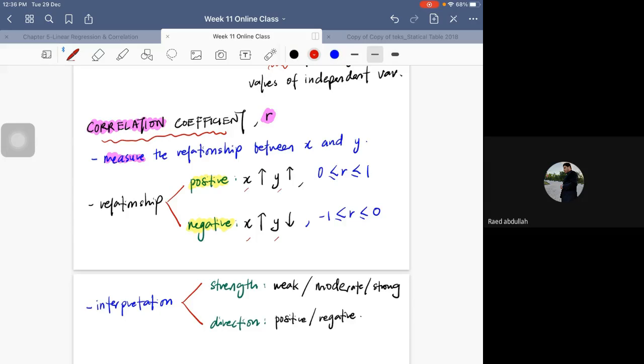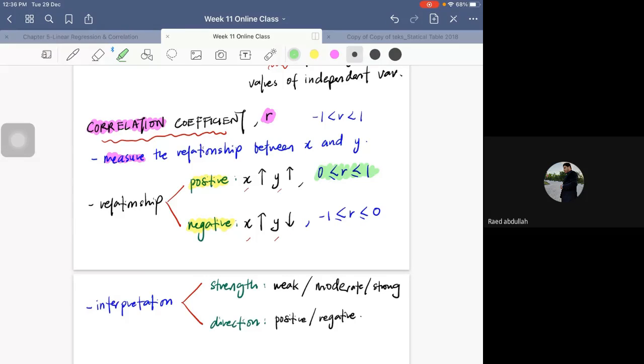How do we know whether it is a positive or negative relationship? There are two ways. One, you can sketch the scatter plot and look at the gradient, whether it is positive or negative. Another way is by using the correlation coefficient value, which is between -1 and 1. Whenever you have a positive relationship, the value is between 0 and 1. So if you calculate the R value and get a value between 0 and 1, there is a positive relationship between x and y.